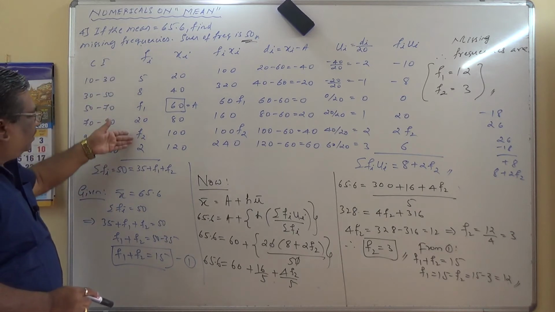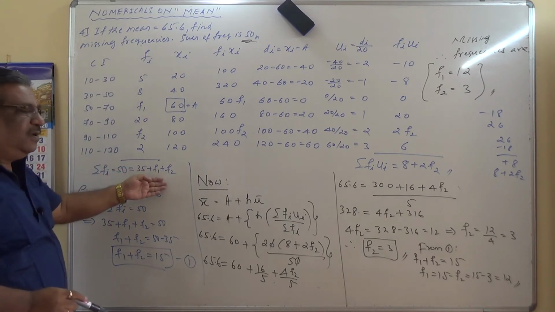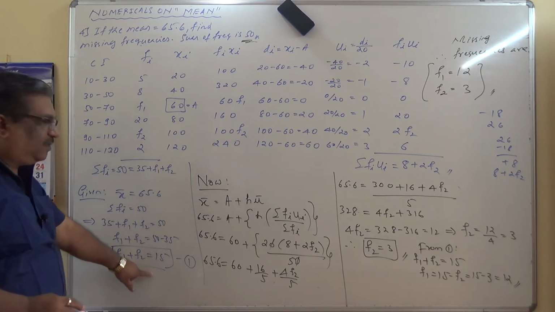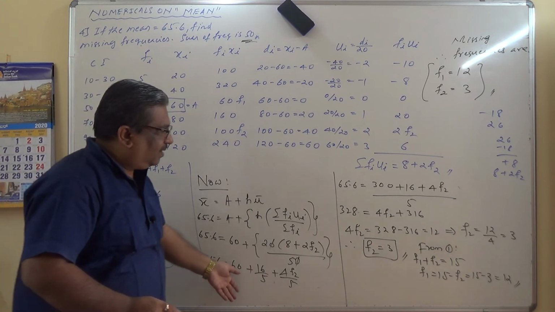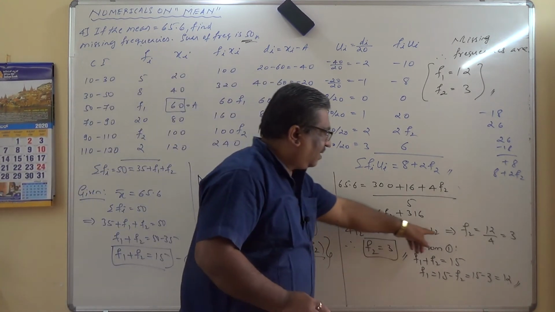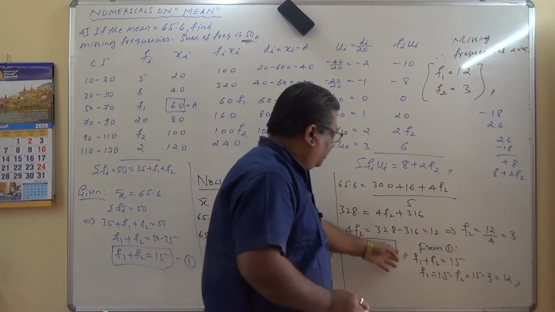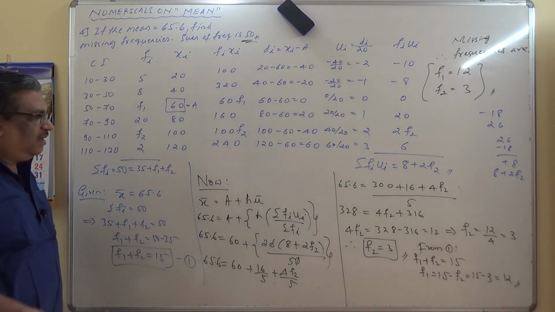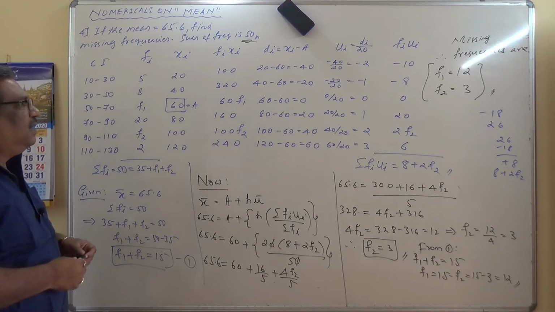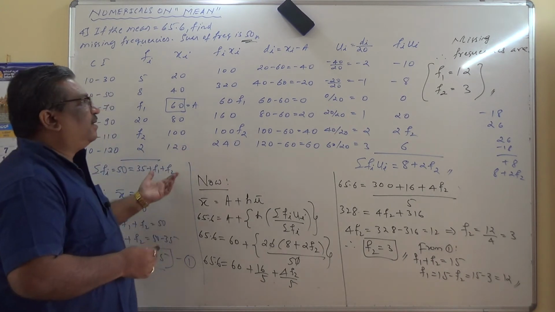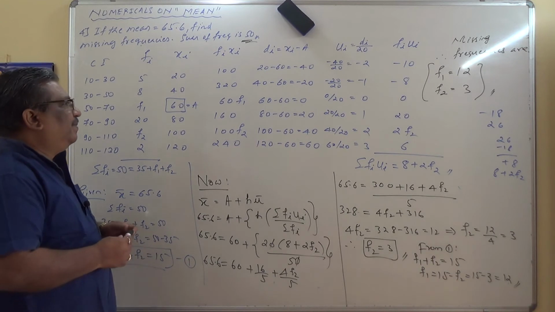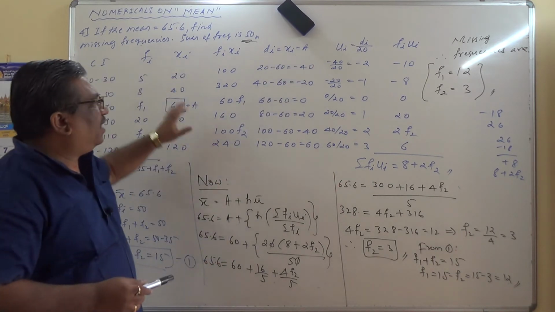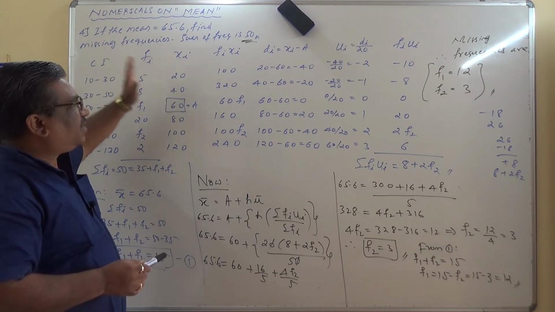Therefore, if I add all these things, I get 35 plus F1 plus F2, and this is equal to 50. By simplifying, I get F1 plus F2 is 15. And finally, with this, I can directly get F2 is equal to 3, and that I can substitute in the first equation, and I was able to get it. The same problem you can solve by the direct method also, or the assumed mean method also. Here, of course, the calculation can be a little bit simplified, and therefore I just took the step deviation method.